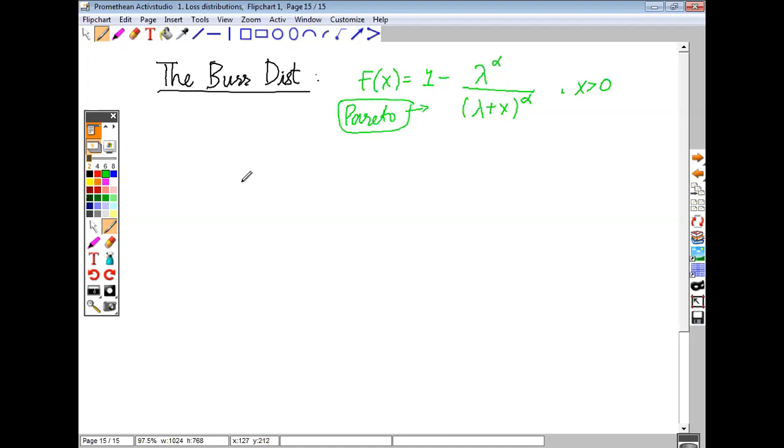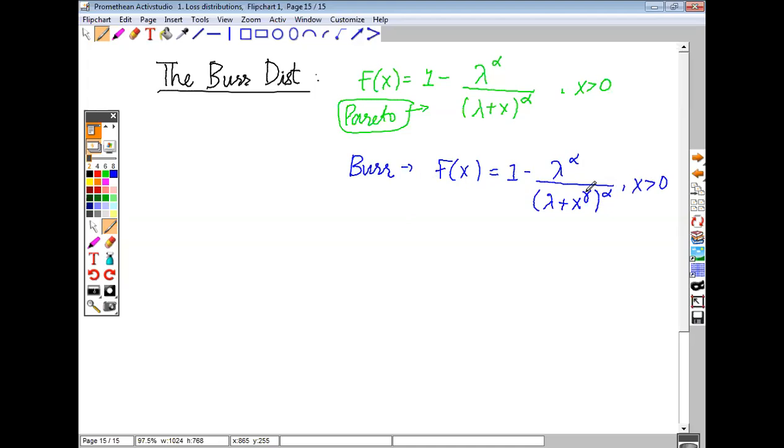So what happens in Burr is that this x here is raised to 1 in Pareto. In Burr, you will add some variability to that x by raising it to some gamma. So essentially, Burr will have 3 parameters: lambda, alpha, and gamma. So that's it about the Burr.